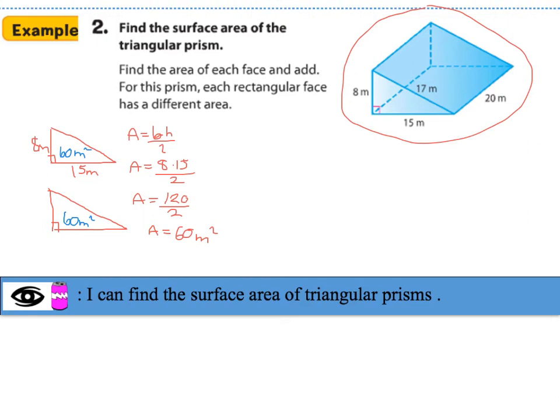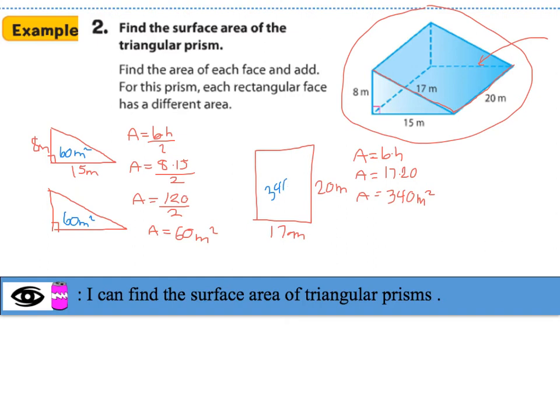The next part of the net I'm going to draw is the top surface. I know it's going to be a rectangle, and I know that one length of it is 17 meters, and I know the other length of it would be 20 meters. So let's find the area of that. Area is equal to base times height. So the base would be 17 and the height would be 20. So when I do the math, I get 340 meters squared. So 340 meters squared is the area of the top portion.